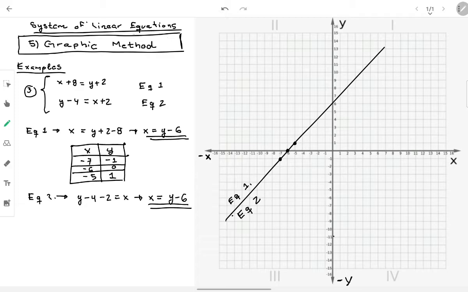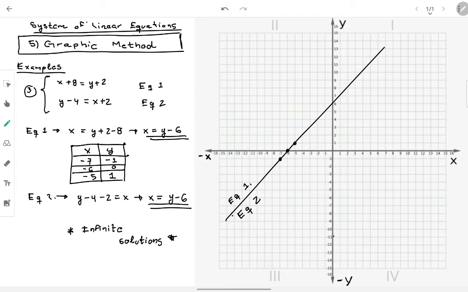So because we have exactly the same equation, only one line, one on top of the other one, we can say that this one has infinite solutions. And that will be the answer for this specific example.